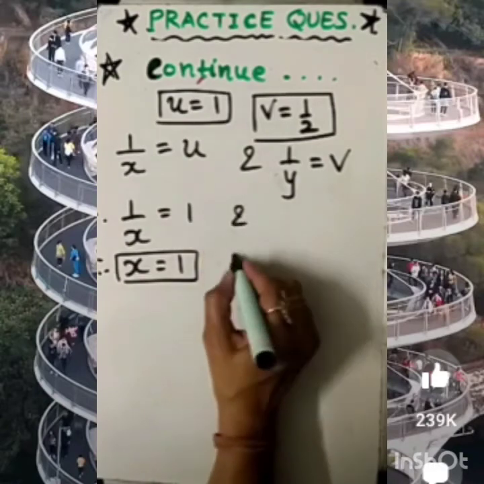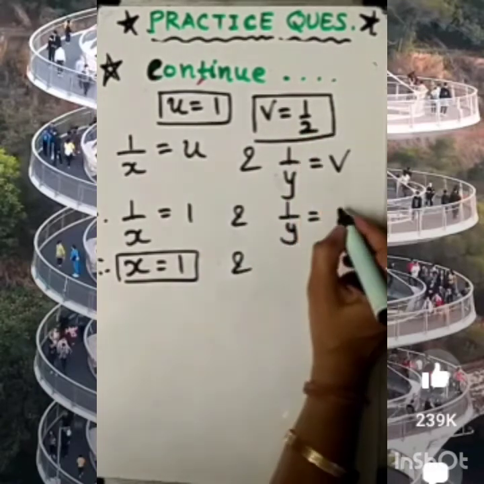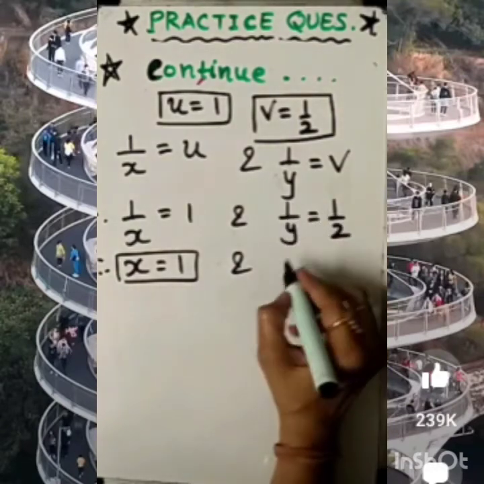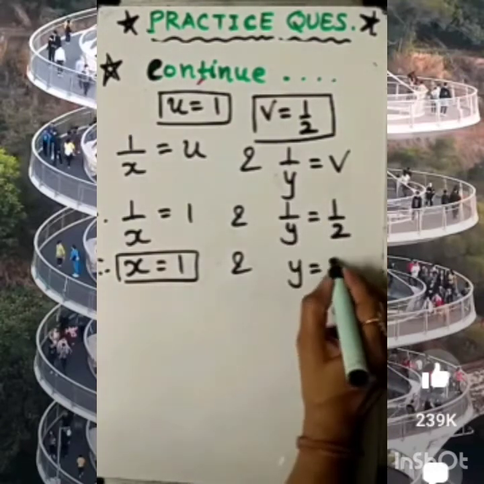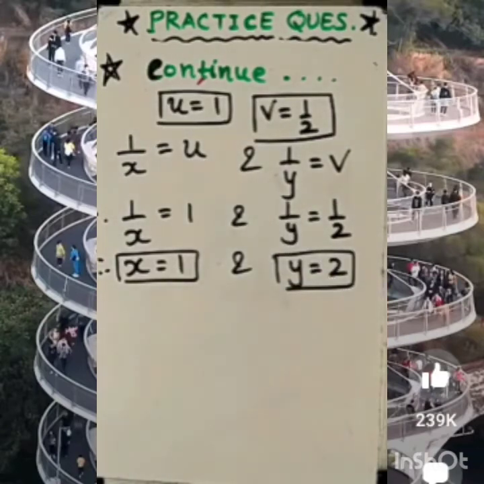And same thing is here. 1 upon y, here the value of v we got is 1/2. Now after cross multiplication, the value of y we will get is 2. y equal to 2. So dear student, the solution of the given two linear equations is x equal to 1 and y equal to 2. Quite easy.